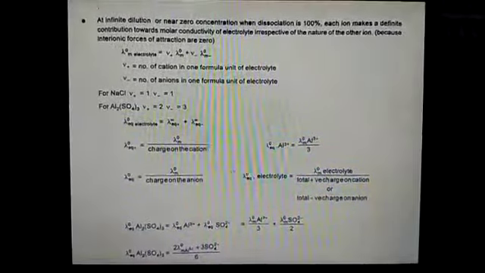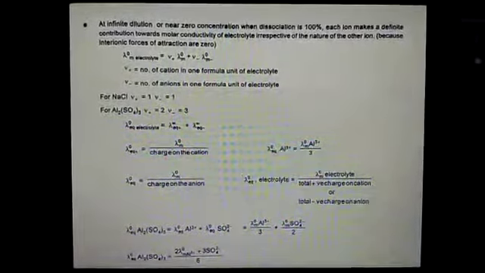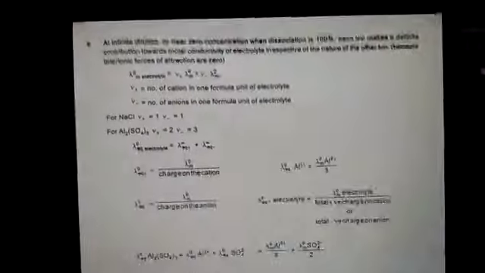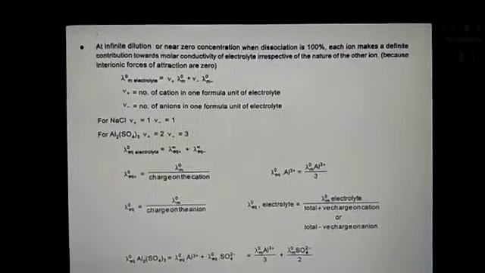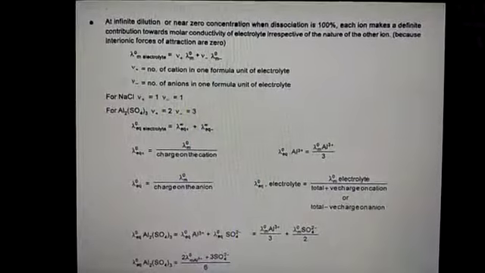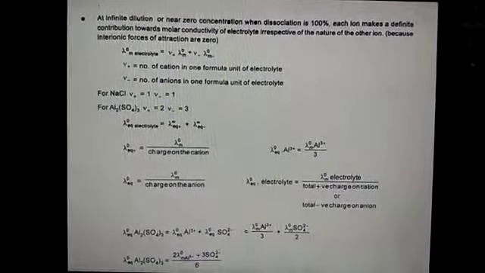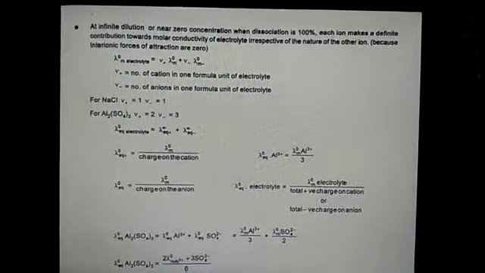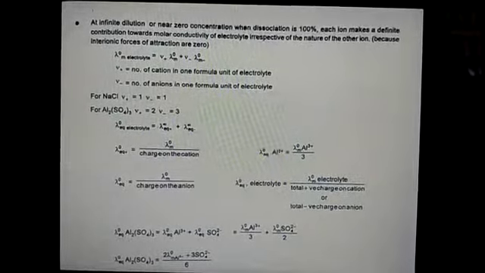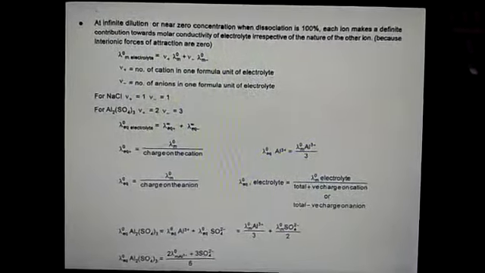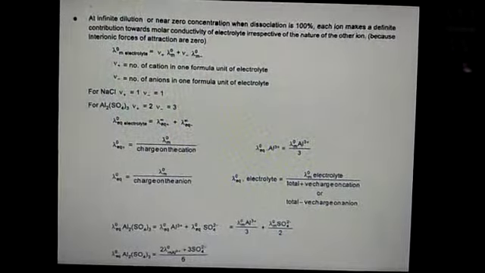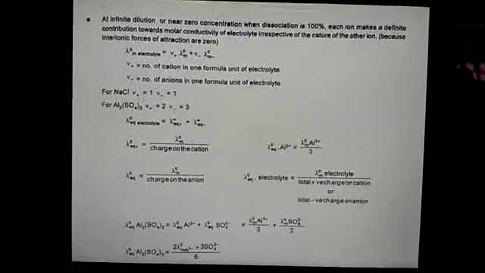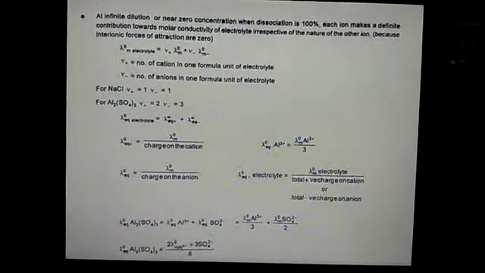Now at infinite dilution or zero concentration, when the dissociation is 100%, each ion makes a definite contribution toward the molar conductivity of the electrolyte irrespective of the nature of the other ion. The interionic forces of attraction are zero at infinite dilution. Therefore, we are able to determine mu positive and mu negative for NaCl, that is 1 and 1 for sodium and chloride, while in aluminum sulfate mu positive is 2 and mu negative is 3. By this we are able to calculate the molar conductivity at infinite dilution for weak electrolytes or strong electrolytes.